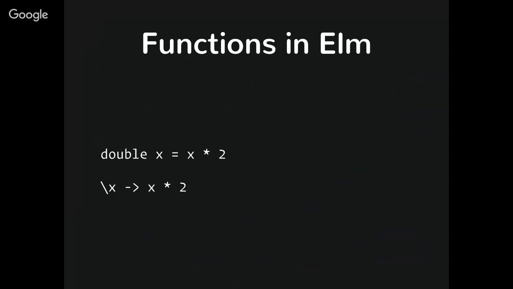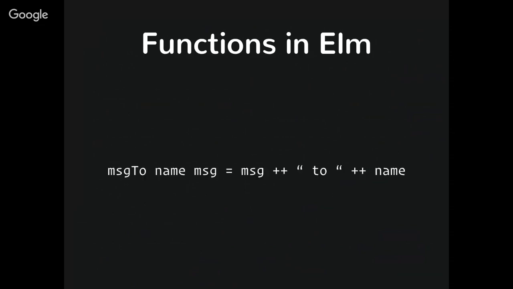So let's take a look at something slightly more complicated. This is a function that takes 2 arguments, name and message, and it just concatenates the strings together.